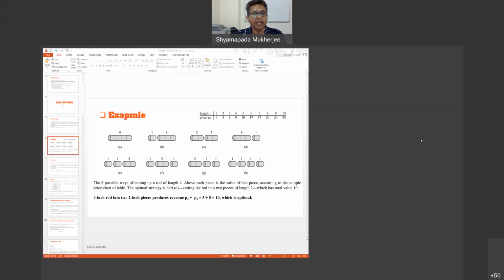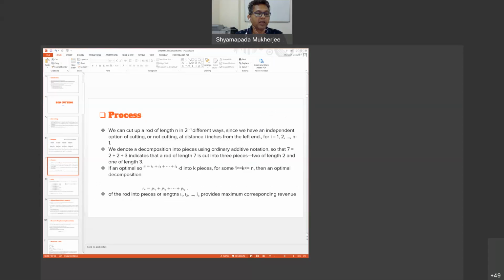In the other cases also, in figures B and D, you can see that the optimal price is 9, but only in C, where we are dividing the rod into 2 pieces of length 2 each, it is 10. So in this way, we need to find out the optimal cut of the rod, so we get the optimal solution, okay, or profit. So this is the procedure that you follow.